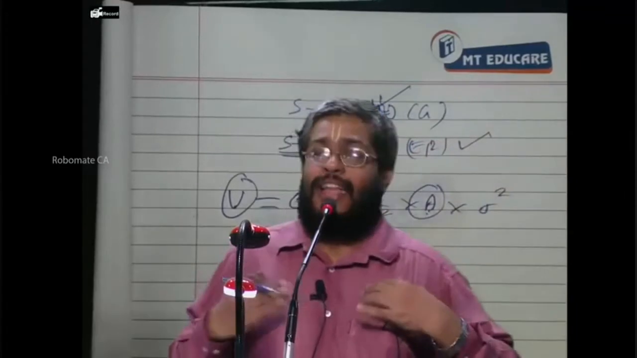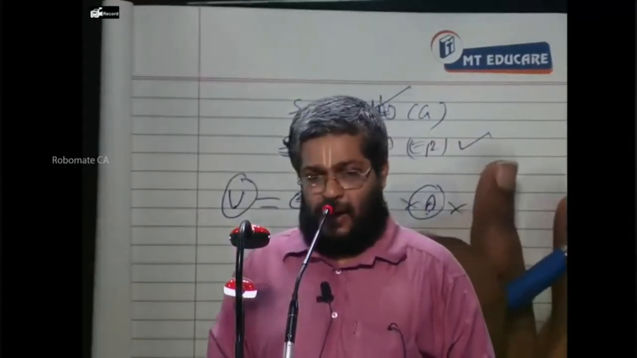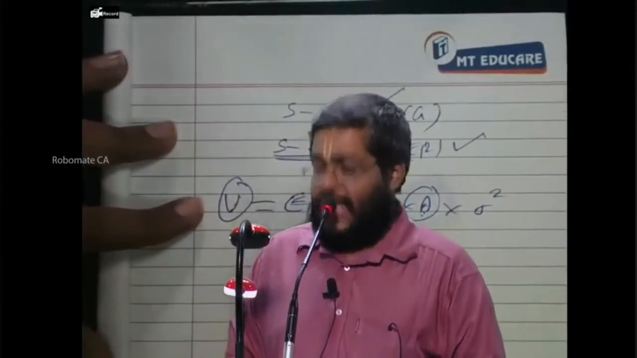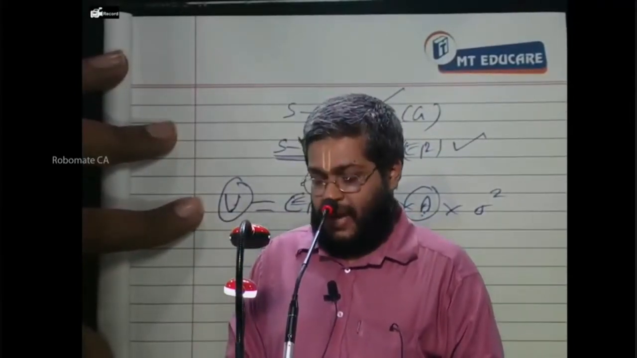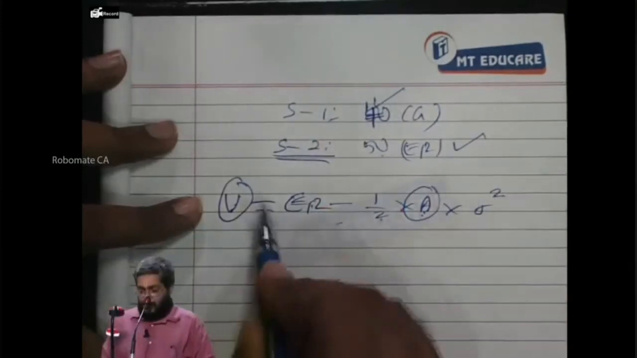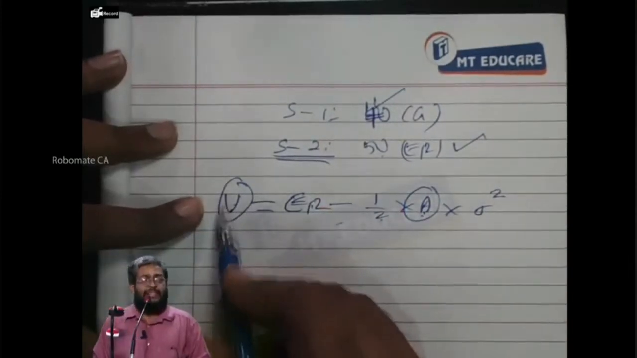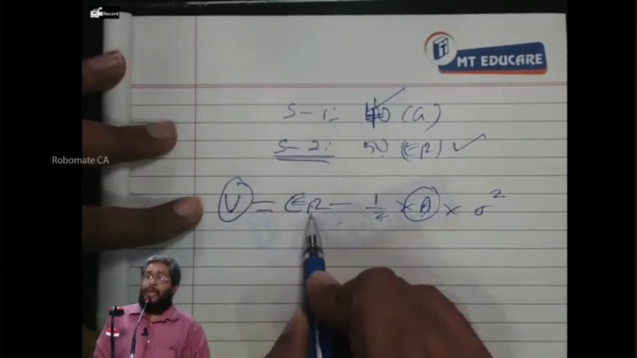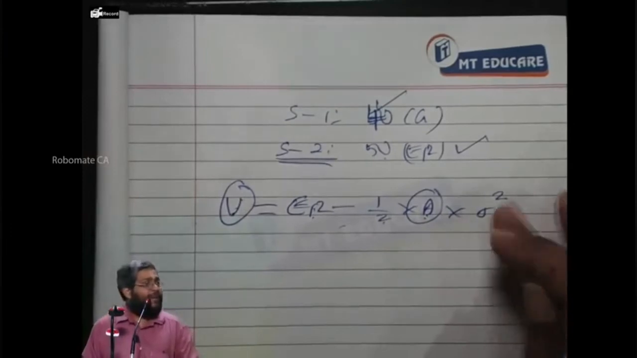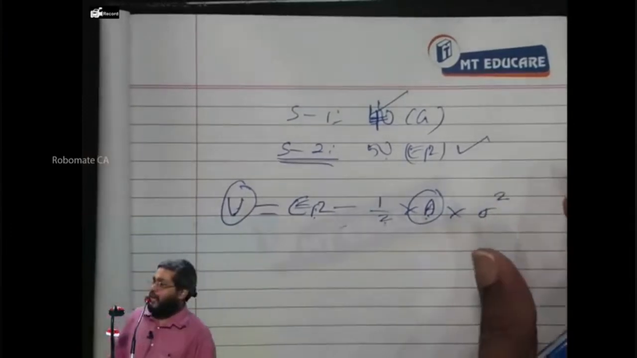The happiness he gets is called what? Utility. So utility is equal to, the formula is what? Expected return from a security minus half into A into variance. That is standard deviation square. So a security can give happiness if it is expected to give more return. Or a security can give happiness if it is having what? Less risk. Either you can give happiness to the investor by guaranteeing him more return or less risk.